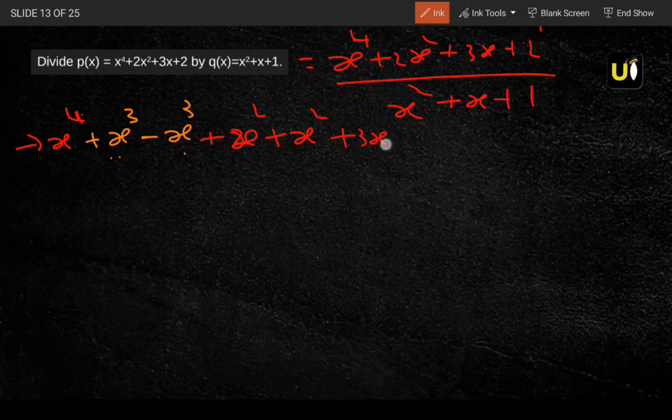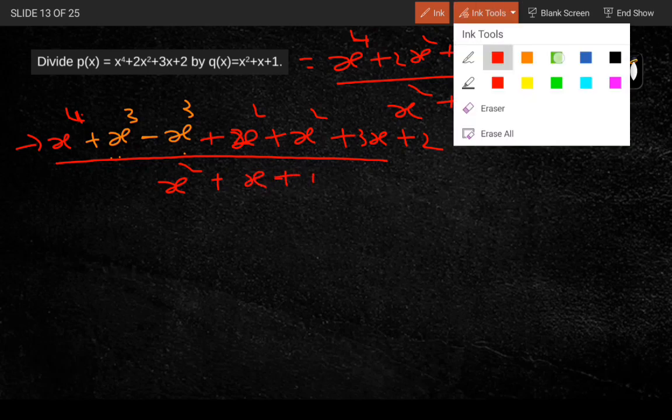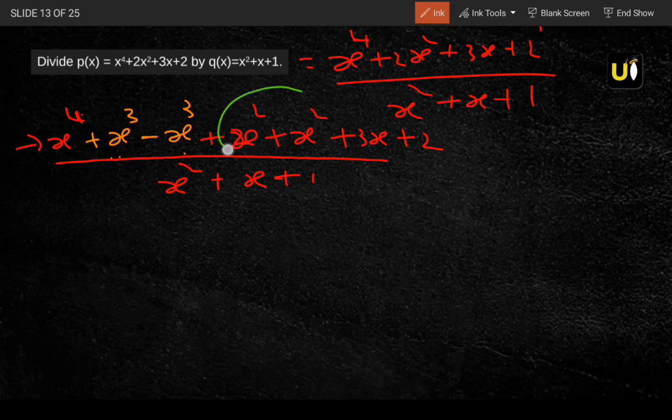So what I have done is I added a term x cube and subtracted x cube, and I split this 2x square as x square plus x square. So now how can we write this? x power 4 plus x cube plus x square minus x cube plus x square plus 3x plus 2. Am I right? So now here in these three terms, for example, if we take x square as common term, we can write it as x square plus x plus 1.